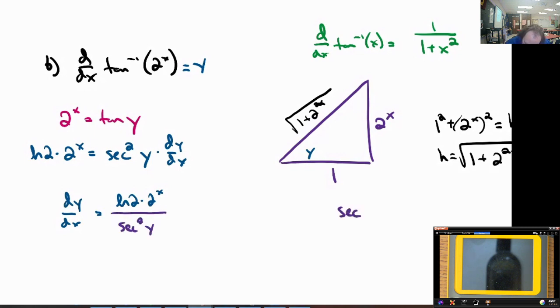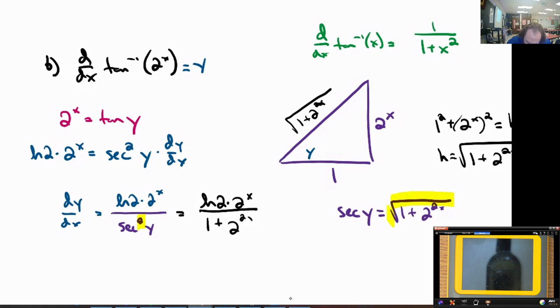In this case, the secant of y, which is the hypotenuse over the adjacent, is just the square root of 1 plus 2 to the 2x power. If we square this square root, the square root will cancel out. So our final answer is going to look something like this: the natural log of 2 times 2 to the x over 1 plus 2 to the 2x power.